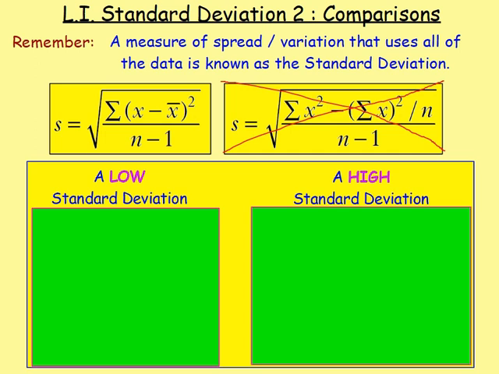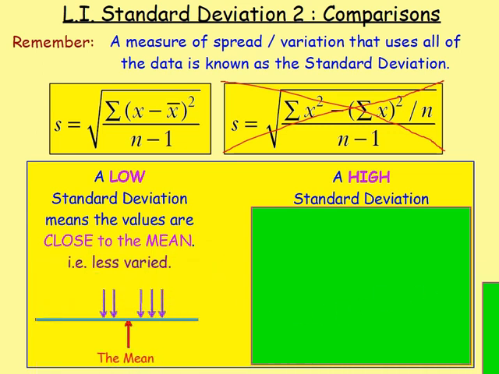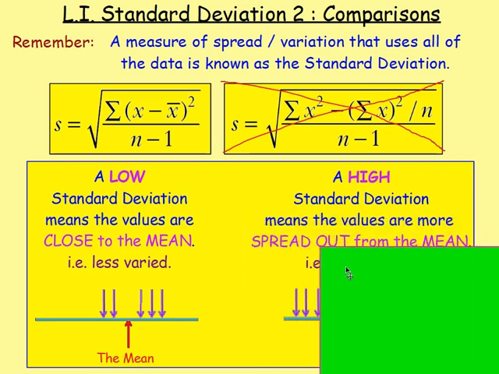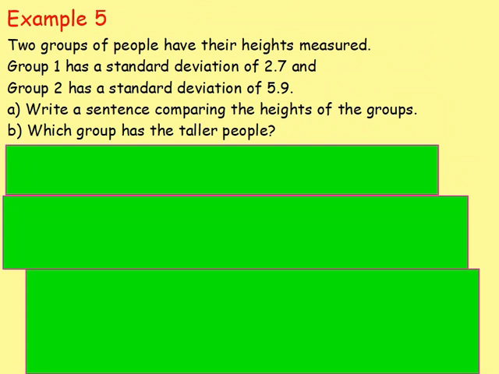Remember, you will end up with a number, and what that number shows you is the spread. If you get a low number for the standard deviation, it means that the values in your data set are close to the mean. So you may end up with something like this. If you had a number line, all these numbers are fairly close to the mean. But if you end up with a high standard deviation, then it means the values are more spread out from the mean. There is more variation in those results. Let's look at some examples then.